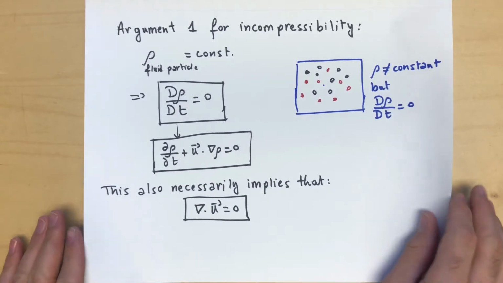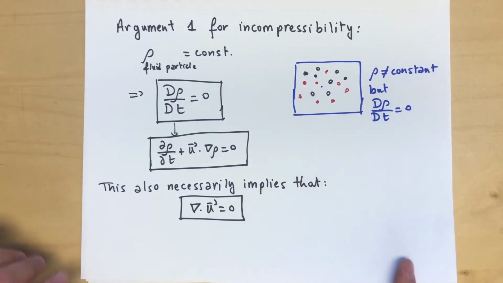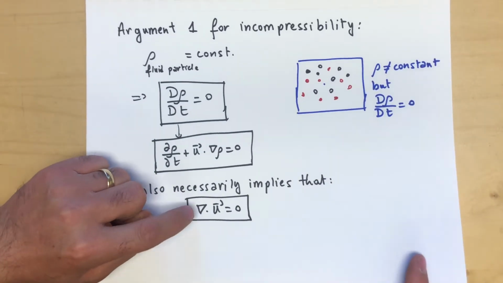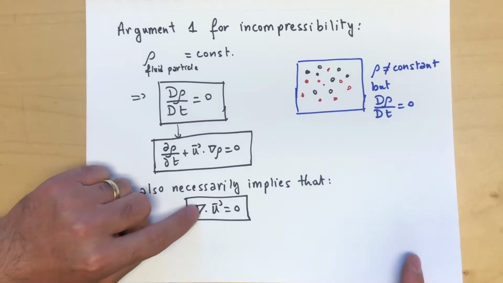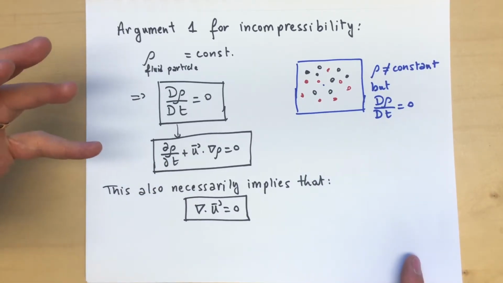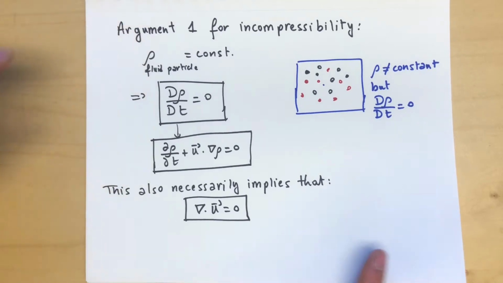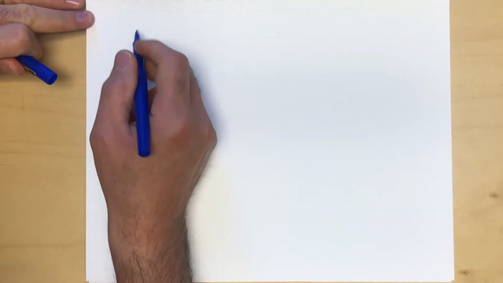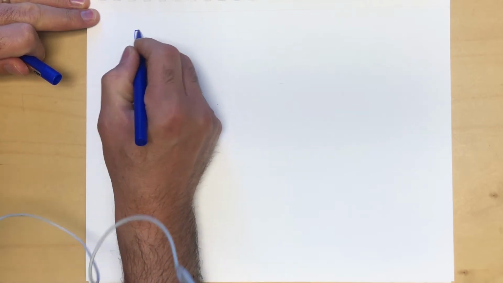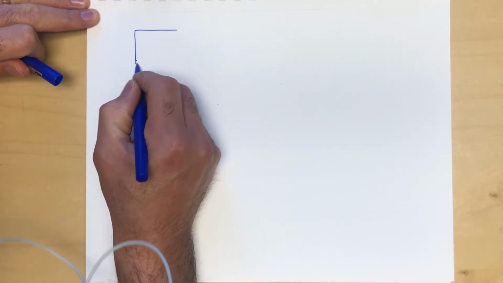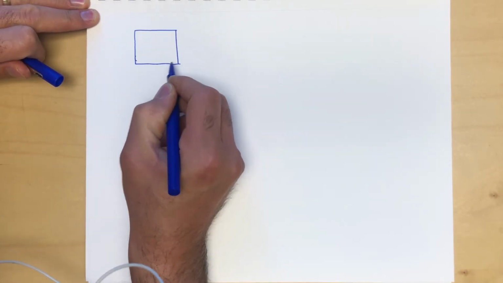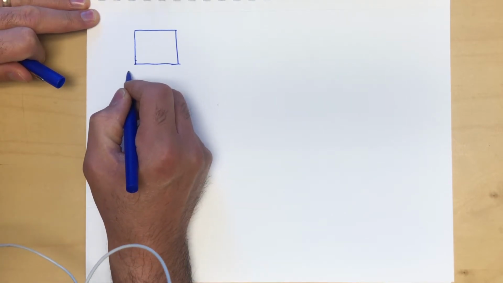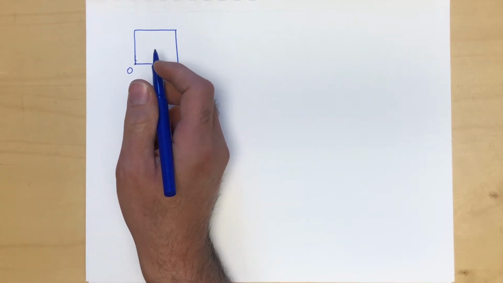The second way that we are going to prove incompressibility is we're going to go after this condition, and we're going to derive this condition from the change of a material volume. So we're going to consider first a very small material volume. Let's call this point O for origin.